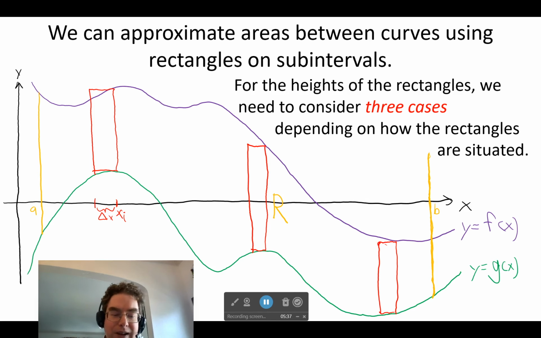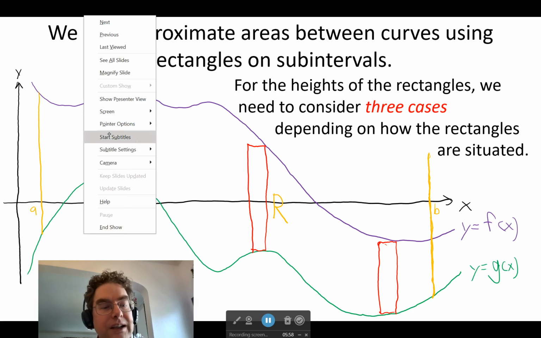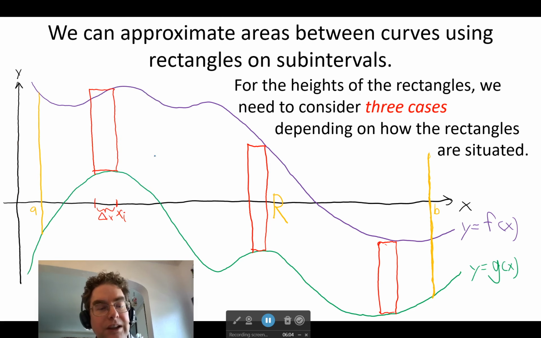So these are our three scenarios, and what I aim to show you is that in fact the height of the rectangle can always be represented by the exact same expression no matter how that rectangle is situated. Okay, so to represent this, it's really going to be good to get another color involved here. So let me see if I can switch colors for my pen here, and let's switch to blue.